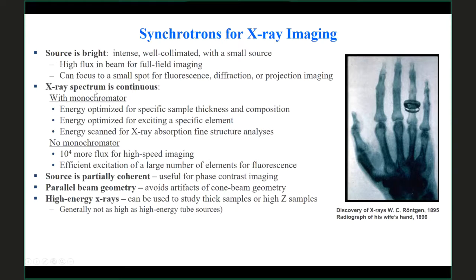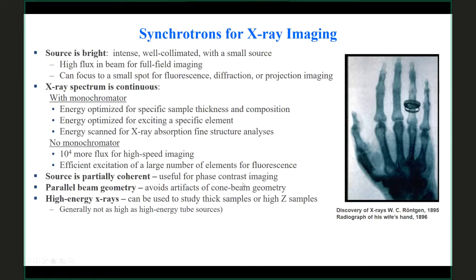The X-ray spectrum from a synchrotron bending magnet is continuous, so we can put a monochromator in the beam that selects a single energy, and so we can optimize for a specific sample thickness and composition, or to excite a specific element in our sample by going to its absorption edge. And we can scan the energy for doing what's called XAFS, or X-ray absorption fine structure. If we take out the monochromator, we can get 10 to the 4 times more flux for doing high speed imaging or efficient excitation of a lot of elements for fluorescence.